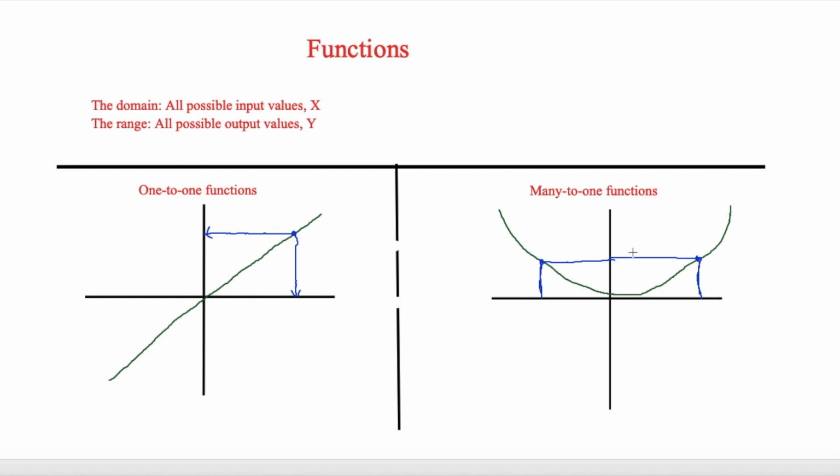However, if we were to have a one-to-many thing, it would not be a function. So a one-to-many could look like this, for example, where one input here gives two outputs. That is not a function because there are two outputs. It can only ever have one output as a function.